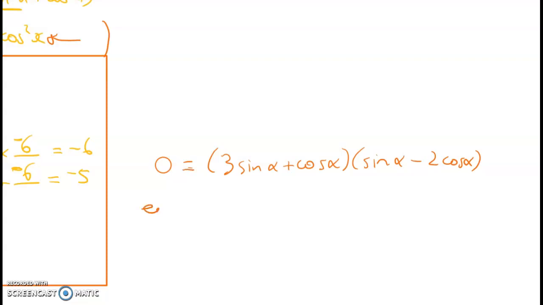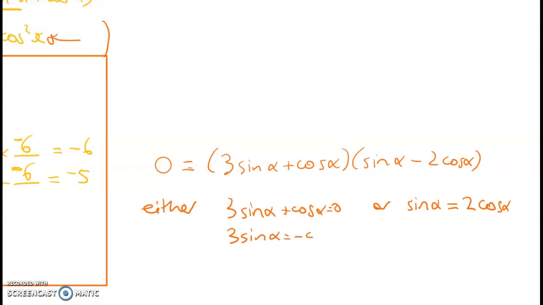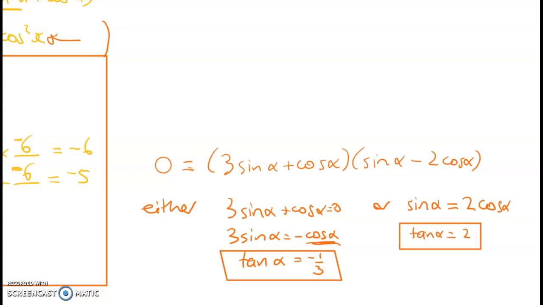Now we've got to say either 3 sine alpha plus cos alpha is 0, or sine alpha is equal to 2 cos alpha. And we've got here two tan equations. So 3 sine alpha is equal to negative cos alpha, gives me tan alpha, bringing this across, tan alpha is equal to negative 1/3. So that's next. Here we've got tan of alpha is equal to 2.